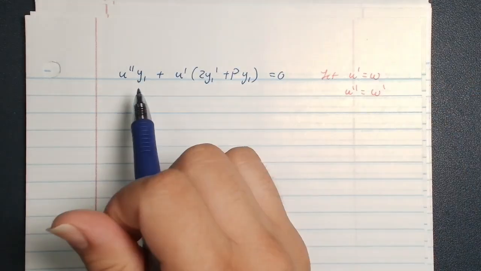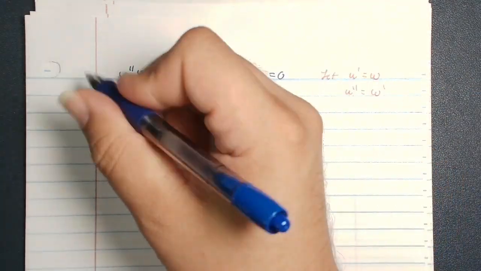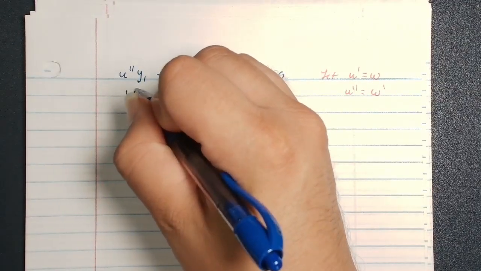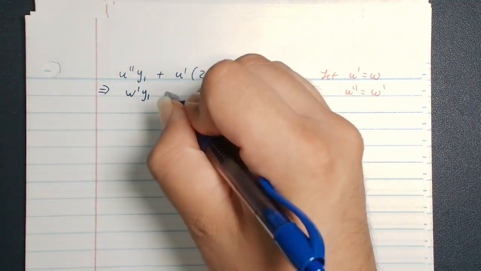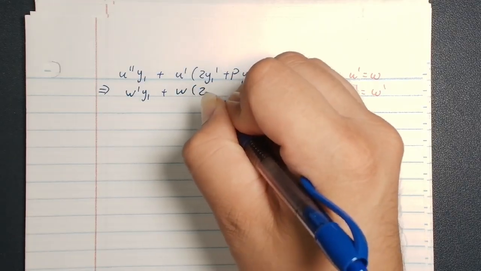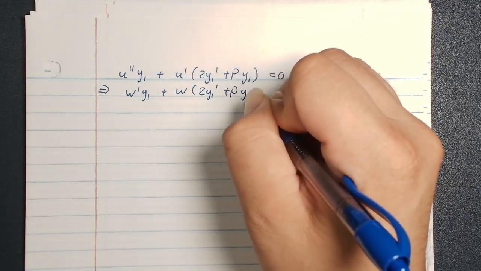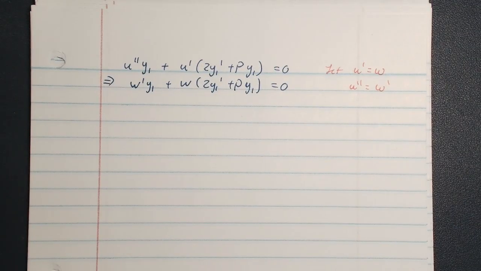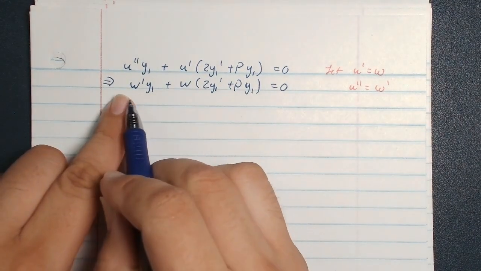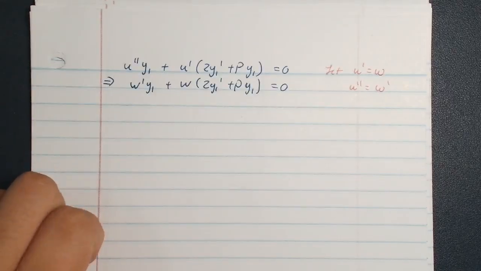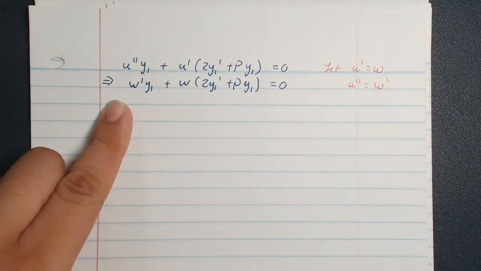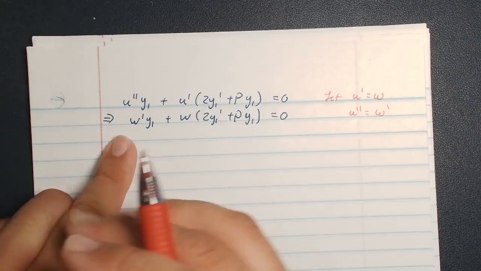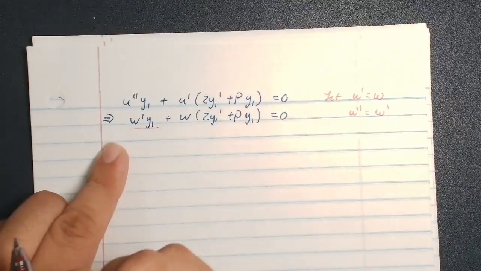Okay, so then I can rewrite this problem in a slightly simpler fashion. This is now going to be w prime y1 plus w times 2y1 prime plus py1 is equal to 0. Which makes our problem now first order and separable with respect to w. If you don't see that it's separable, let's go ahead and highlight that. When I was a student, I remember seeing this for the first time and going, what on earth are you talking about? And then it makes sense afterwards.